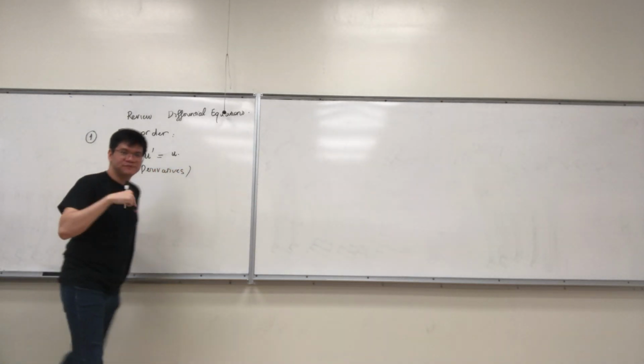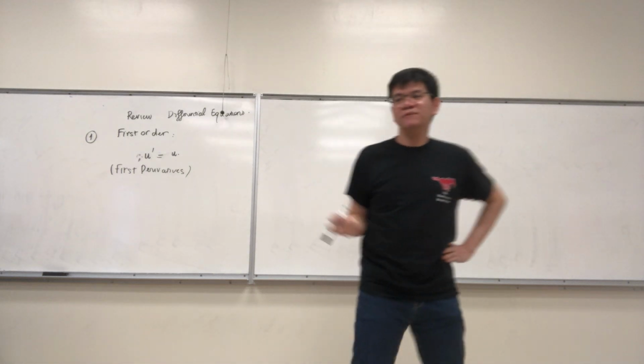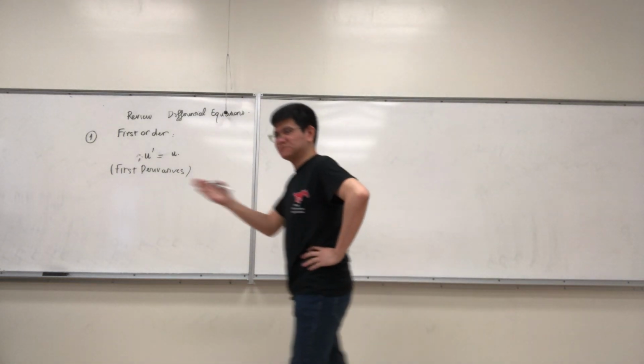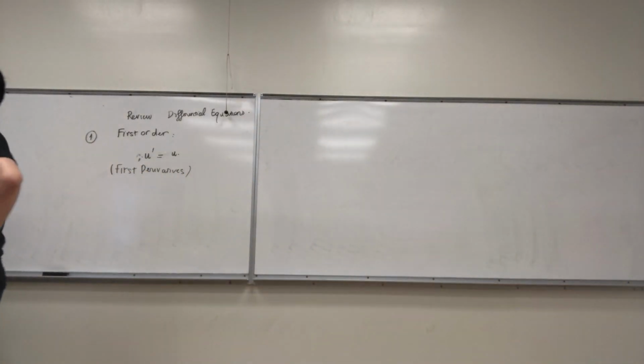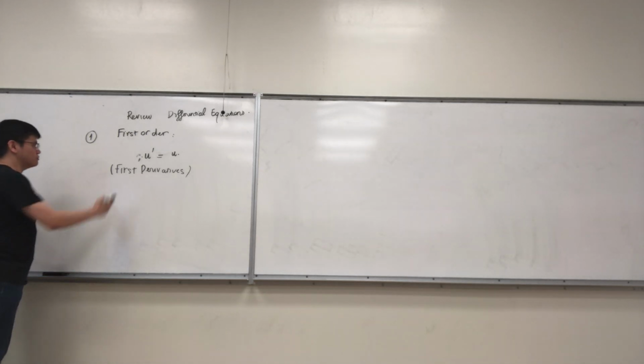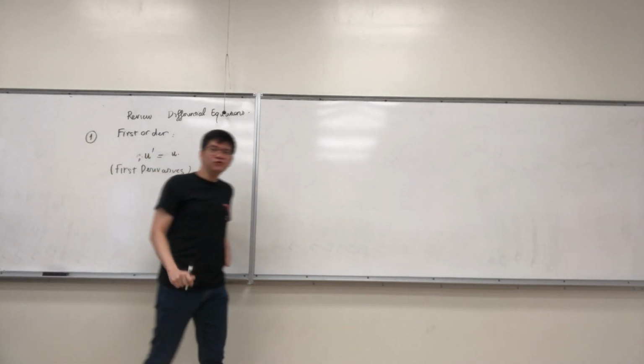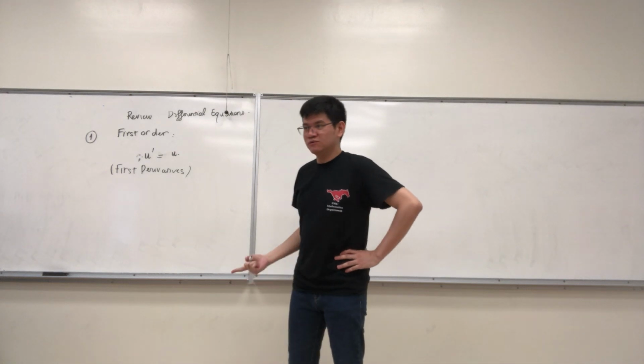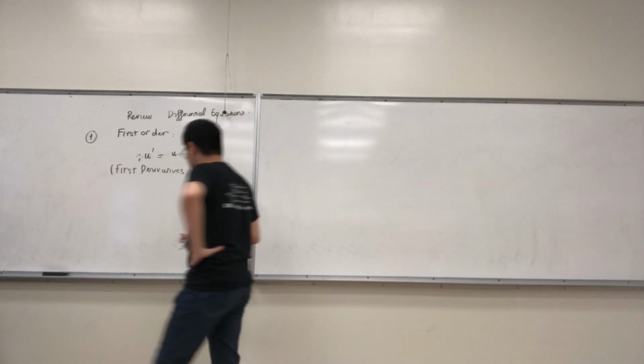So I want to review this because in one of the office hours, one of the students asked me what is the meaning of boundary condition. And this is the meaning of boundary condition. So let us look into this equation. You have u prime is equal to u. So one solution for this one is the following.